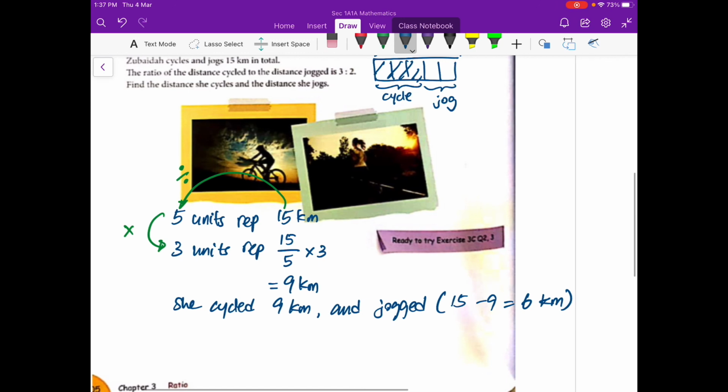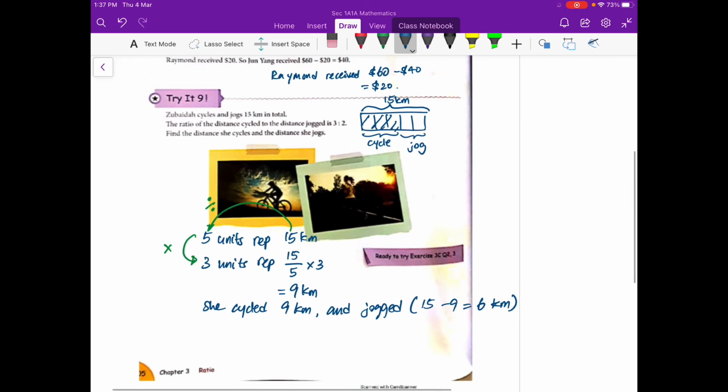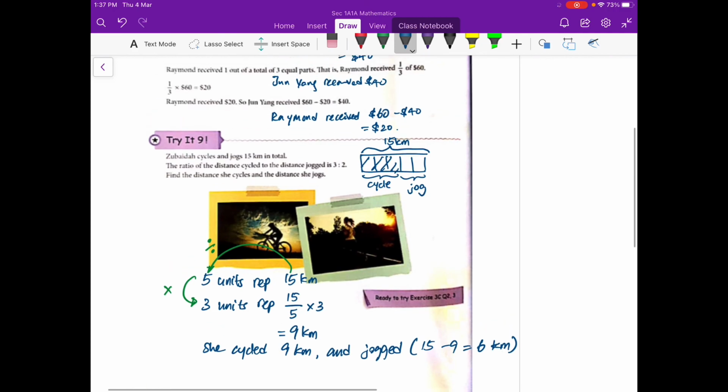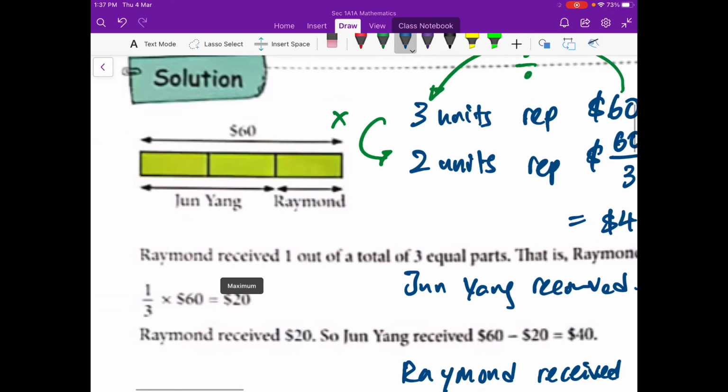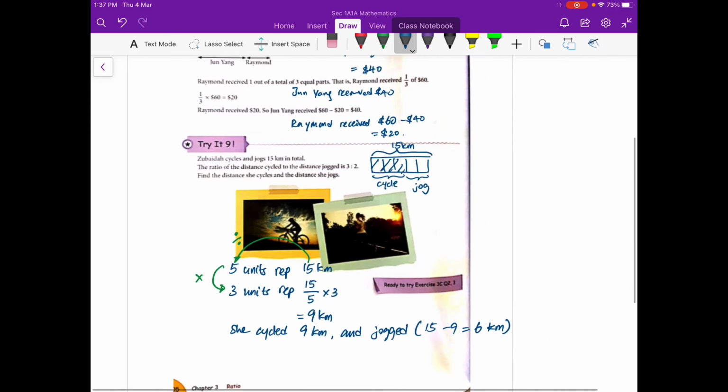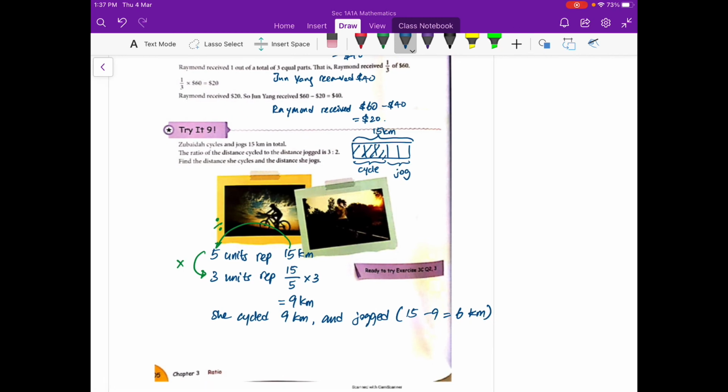You follow the one on top? What do you mean? This one? Yeah, it's okay as long as you get the same values: 9 kilometers for cycling and 6 kilometers for jogging. Do you get the same answer? Do you want me to check your presentation? Okay, come, show me your presentation.